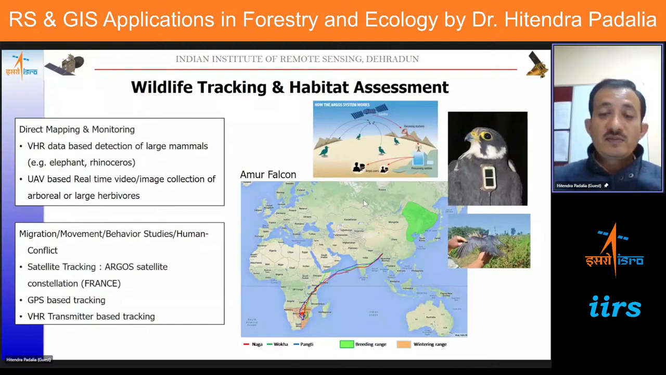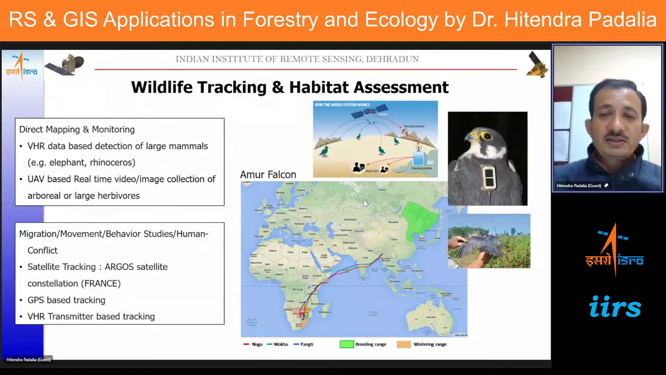Now, extensively, as the satellite tags are becoming smaller and miniaturized, there is a possibility to put these satellite tags even on small birds. Like recently IIRS and WII put a tag of 5 gram on a bird called rainbow cuckoo bird, which also travels from South Africa to India as a harbinger of monsoon, we call it.